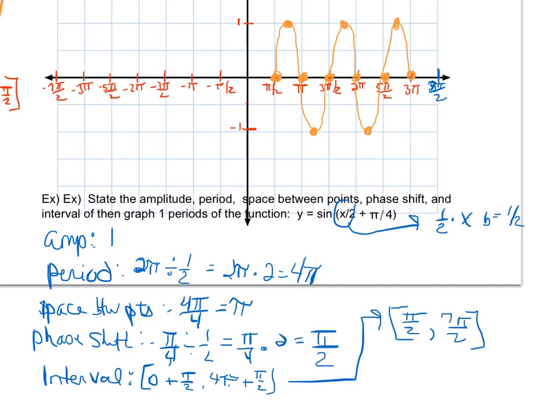So it's my sine function. Normally I would start at 0, 0. But according to my phase shift, I'm going to start at pi over 2. So I'm going to put my point at pi over 2, very similar to the last curve. However, now I'm going to move a distance of pi before I put my next point. So going over a distance of pi, I put my next point. Going over a distance of pi, I put my next point. Going over a distance of pi, I put my next point.